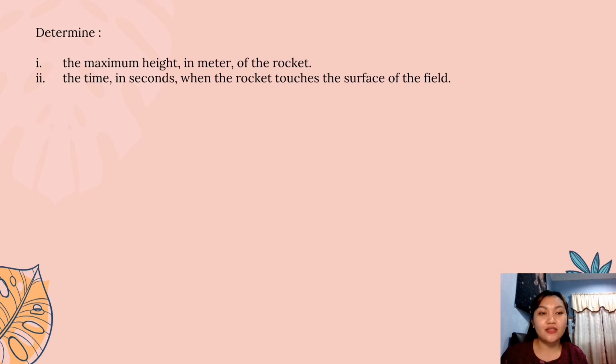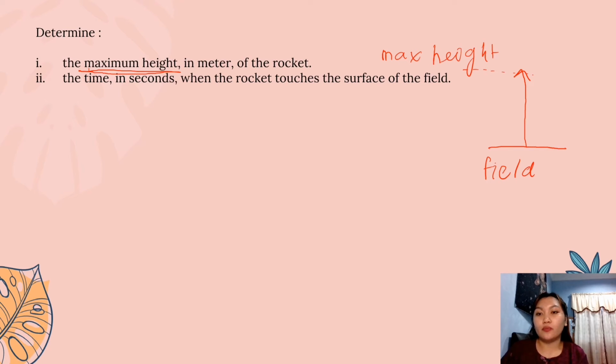Let's have a look at the first question, C1. The question is asking for the maximum height. Let me draw the situation back. Here's the field, and here's the maximum height. What do we understand from this statement? When the object reaches the maximum height, the velocity equals 0. If you remember from the previous questions, we already found the time when the object reaches the maximum height, the time is equal to 2 seconds.